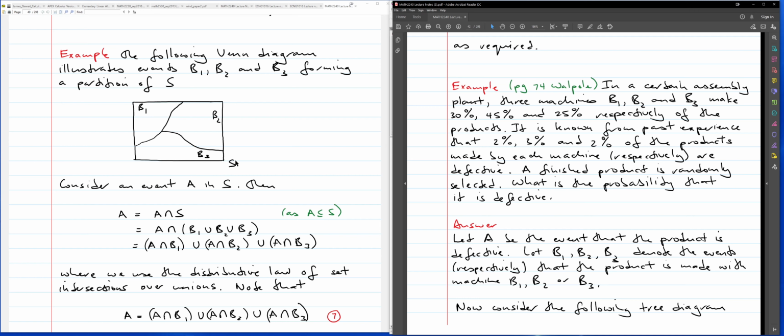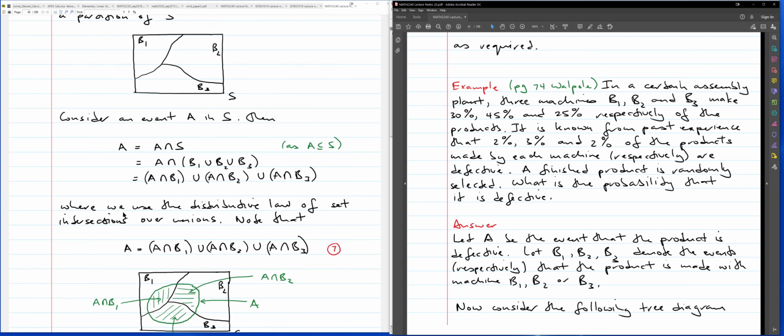Okay, so one more time. S is the set of all products made by the assembly plant, and those products are split into those made by B1, B2, and B3. That's what this Venn diagram is doing for you. And now what I have is a separate event, an event of defective products, which I'm denoting by this green shaded subset over here.